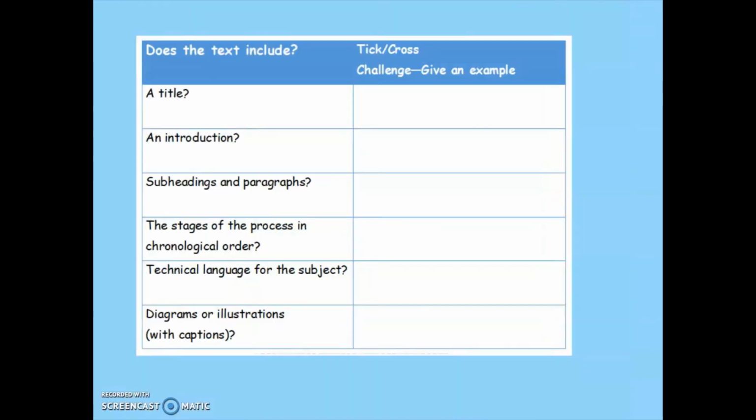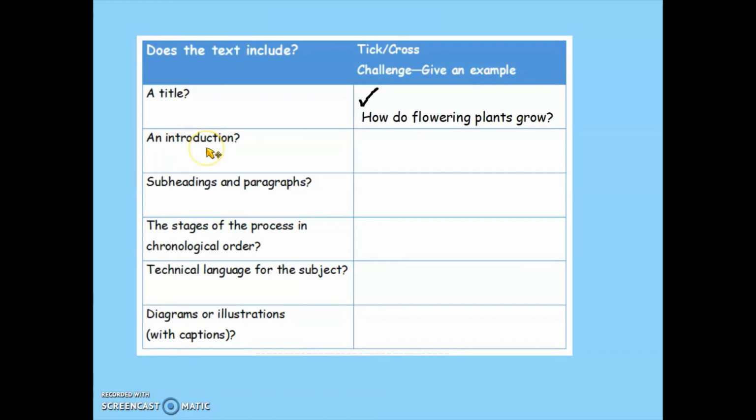That is our title. So in your books, you're going to stick this table in and give it a tick for the title. Red and orange group, and anyone else that wants to challenge themselves, I would like you to tell me in each box and give an example. So the title would be, how do flowering plants grow?